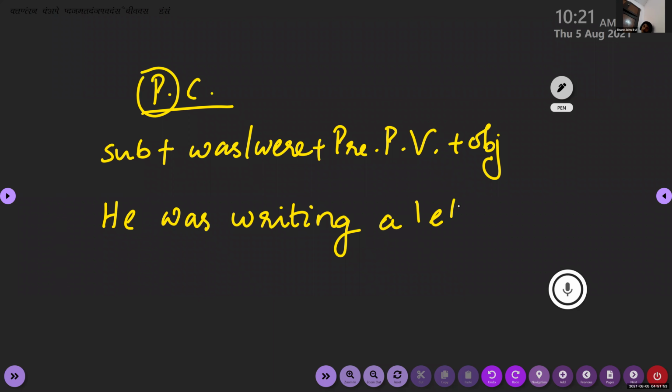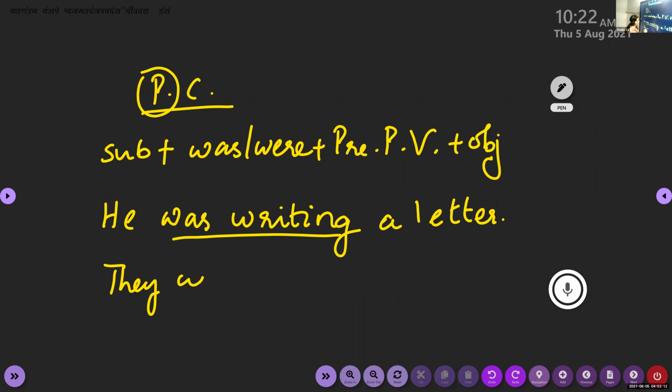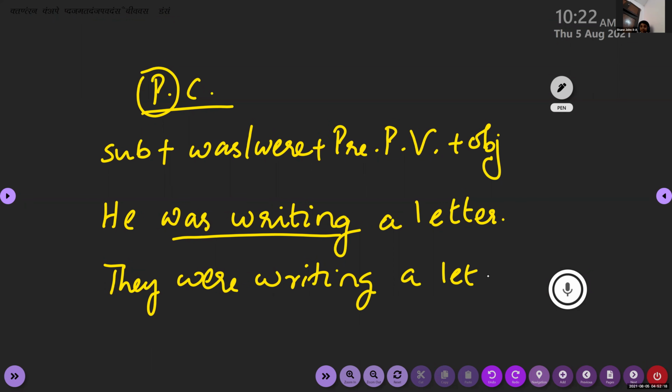So now tell me, Ayan, tell me the finite verb. Was writing is the finite verb. Change the subject into a plural subject. They were writing a letter. Excellent. So your finite verb in the second sentence. Were writing. Excellent, very good.